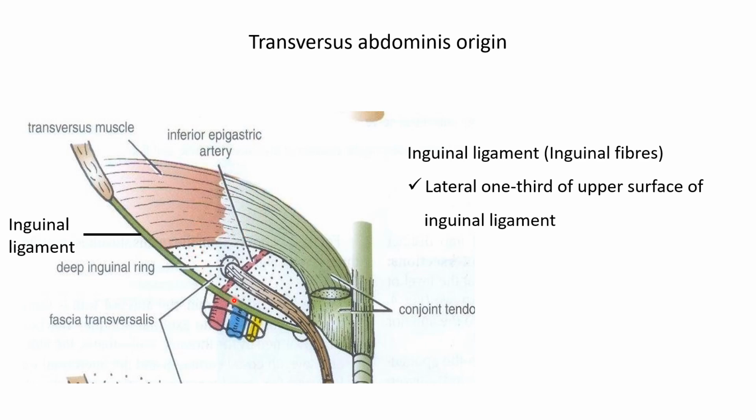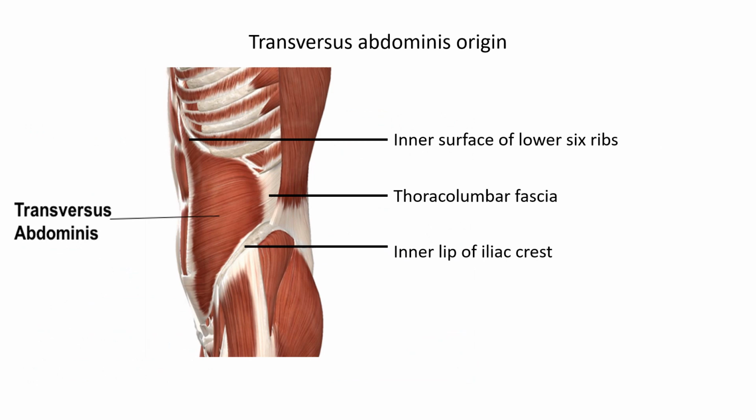So this canal you see here, that is the inguinal canal. So transversus abdominis does not form the anterior wall of the inguinal canal. It is formed only by the external oblique muscle and internal oblique muscle. Transversus abdominis muscle forms the roof of the inguinal canal. Insertion.